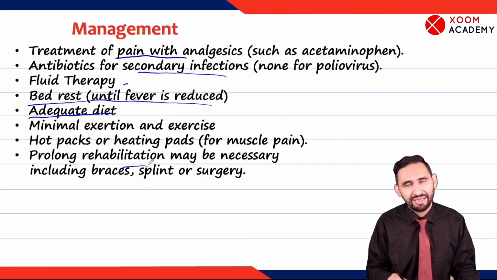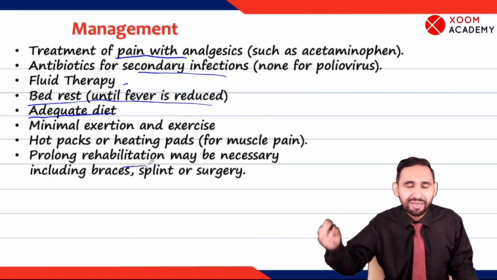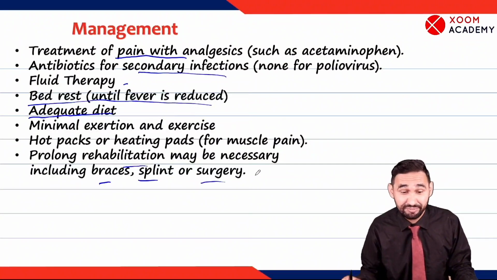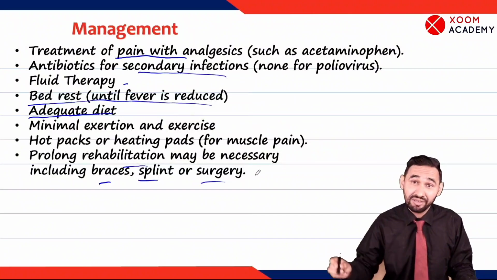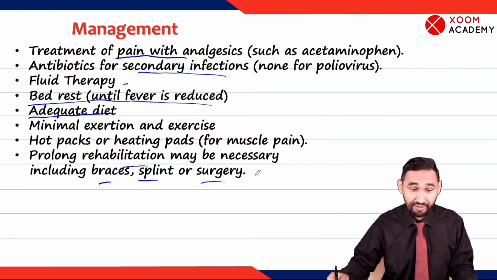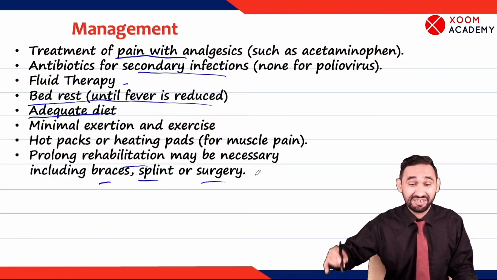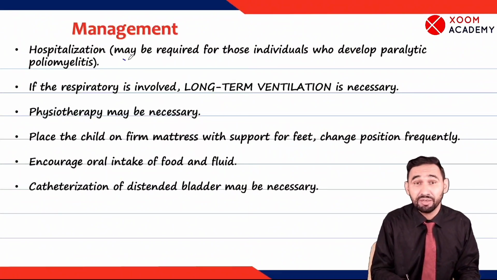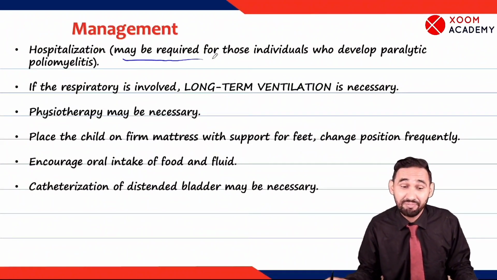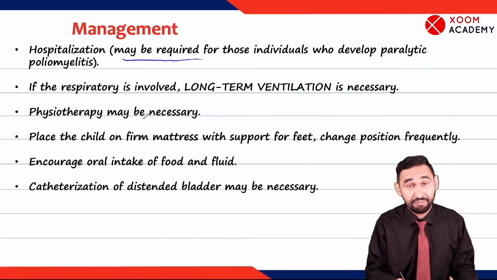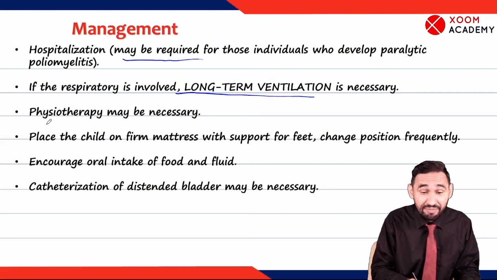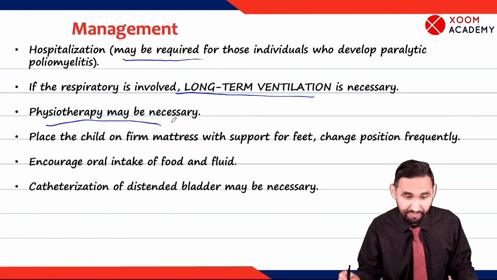And rehabilitation, that is the most important step. Prolonged rehabilitation is required. We have to provide braces, splints, or we can do surgery. The rehabilitation has a role, because we have to rehabilitate a person to return towards normal life. If a person becomes disabled, we have to give braces, splints. Other management includes hospitalization. Some people who suffer from severe paralysis may need to be admitted. If the respiratory system is involved, ventilation is necessary. We have to do physiotherapy to increase muscle tone.